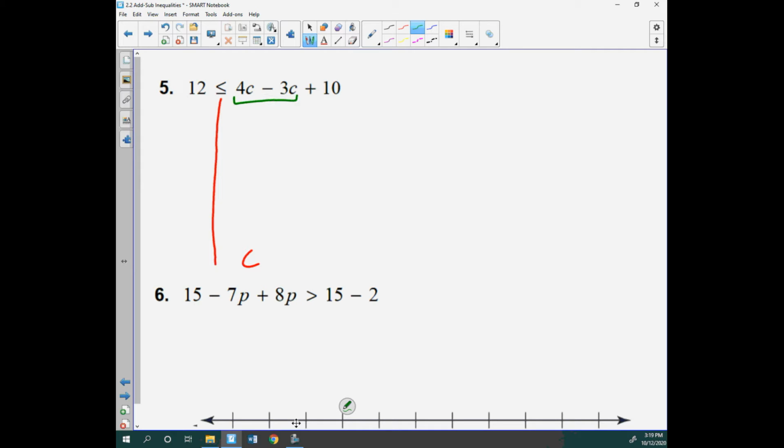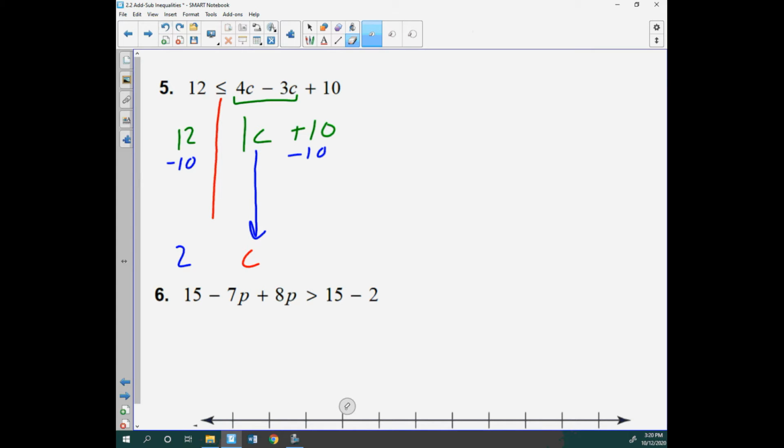Okay? I see I have a 4c minus 3c. Well, 4 minus 3 is 1, so 1c plus 10. Okay? And all that stuff in 12, right? So if I want to get c all by itself, well, notice 1c is the same thing as c. So I'm basically already there. I just have to minus this 10 to both sides, and I get 2. Okay? Which leaves me with the question, what should my sign be, and how should I graph that?